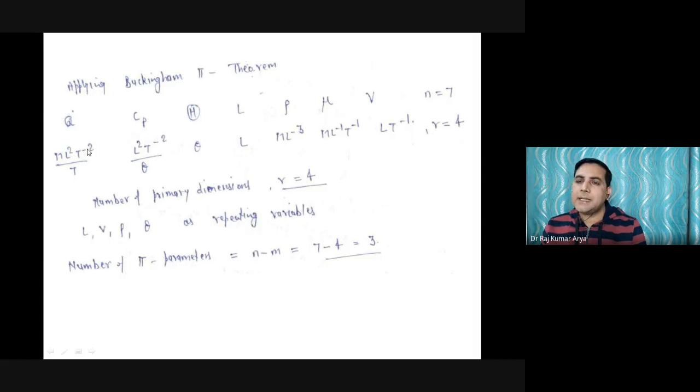After that, the next step is to write the dimensions of each parameter. So this is Q. It is energy per unit time. The dimension of energy is the dimension of work, and work upon time is called energy per unit time. Correct or not?